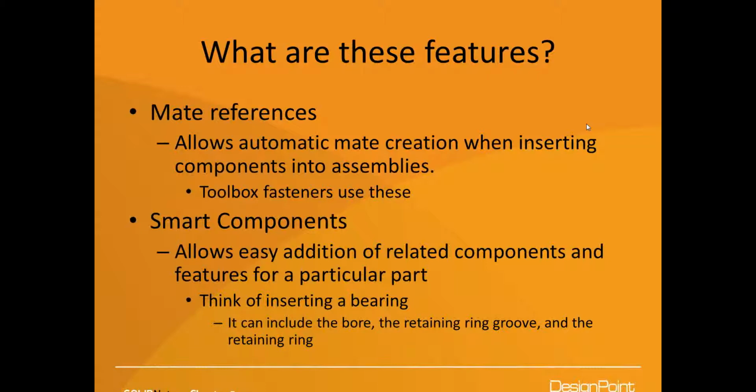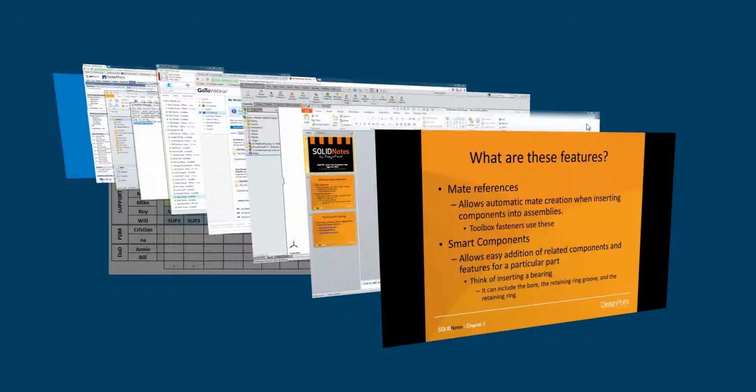The other thing we're going to talk about is smart components, which allow you to easily insert related components and features for a particular part. A great example is a bearing. It needs to be inserted into a specific size bore, and there has to be a groove cut into it to hold a retaining ring, because the retaining ring is used to hold the bearing in. All of that can be inserted at once. So let's go ahead and do some examples.